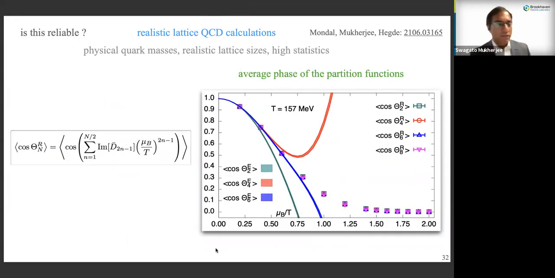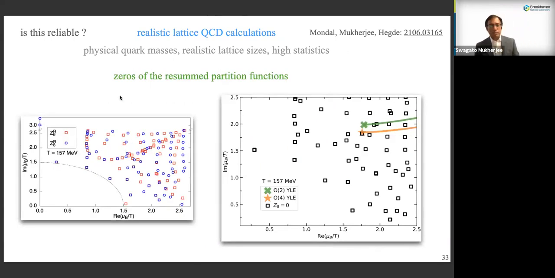Okay, so this goes to the average phase factor and what happens to it. You can make it more detailed. As I said, you can even compute the zeros of the resummed partition function. In this case, the red ones are for the sixth order resummed partition function, the blue ones are the eighth order. The one thing I must say is that these zeros are done very crudely. This is not a state-of-the-art determination of the zeros of the partition function. These are very crude. It's just to have a qualitative feeling, but it works.